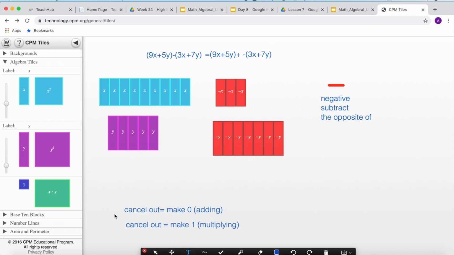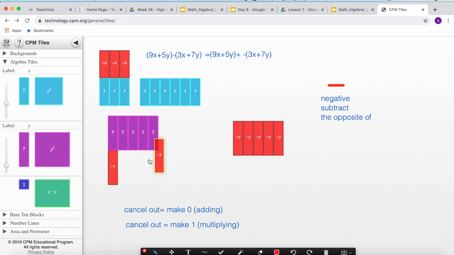And so cancel out becomes so abstract. And what are we doing when we cancel out? Well, we're making these numbers into zeros. We're making these into zeros. So that's a 0 pair. They cancel out. And they cancel out. I'm going to move this over just to show that distinction. And now we have a couple 0 pairs here. And so again, it's very tangible, very concrete, very visual.